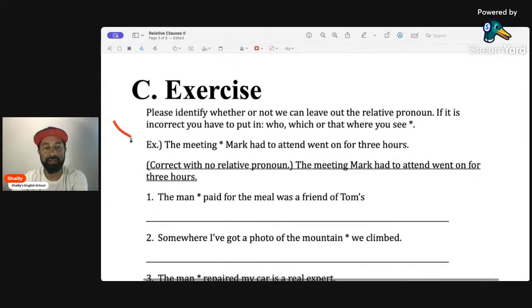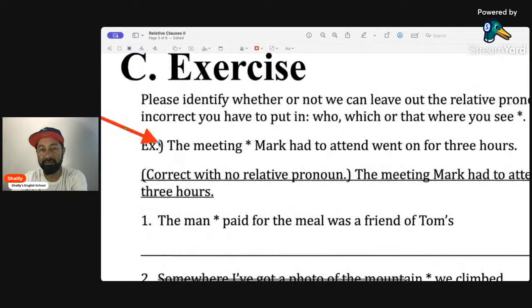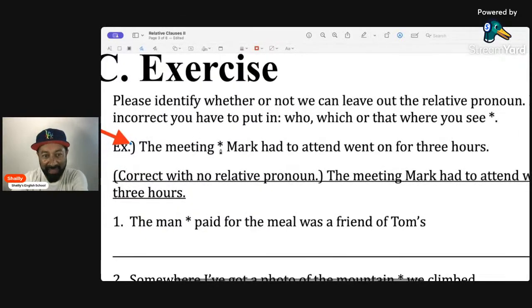If we look at this example right here, it says "the meeting," and then I've got this little asterisk mark, the star mark. "Mark had to attend, went on for 3 hours." Now you have to decide, do I need a relative pronoun or do I not need a relative pronoun? If you need the relative pronoun, you're going to put it at this point where the asterisk is. If you don't need it, then we can just omit it. We can just leave it out.